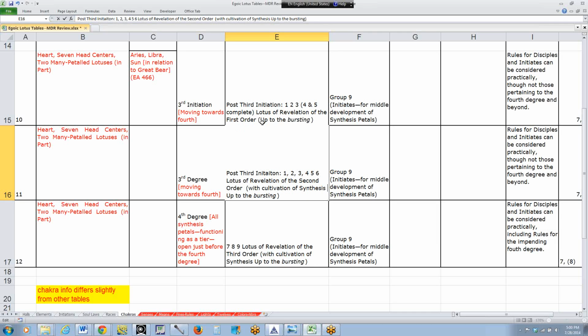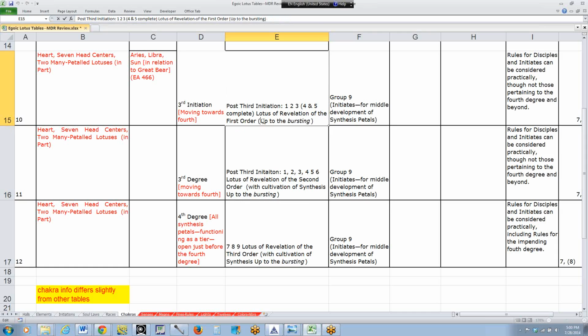See, I just want to be very clear about this. When the fifth petal is completely unfolded, one synthesis petal, the synthesis petal of knowledge, unfolds somewhat. We don't know how far. When petal number six is completely unfolded, the second initiation has taken place, and the second synthesis petal of love unfolds somewhat. We don't know how far, and the first synthesis petal of knowledge continues to unfold.